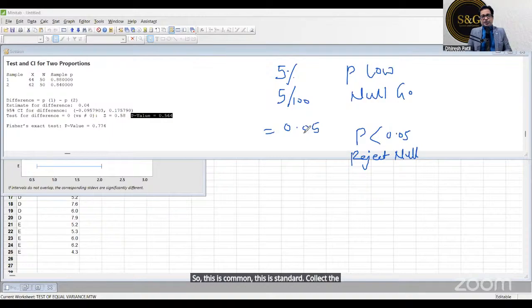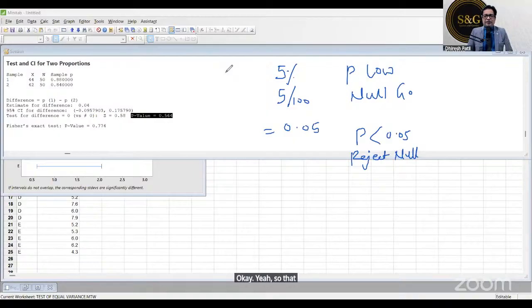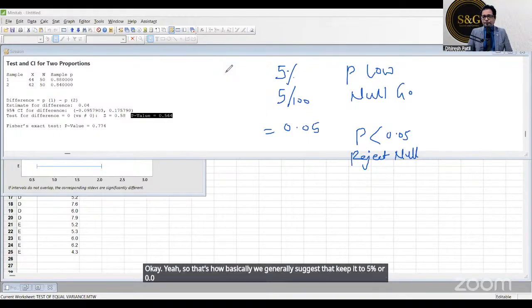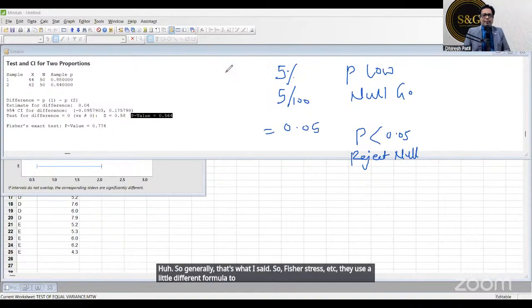Collect the data, feed that data, check the p-value. If it is less than 0.05, reject null. If it is greater than 0.05, accept null. That's it. So that's how we generally suggest keeping it to 5% or 0.05. Fisher's tests, etc. use a slightly different formula to calculate, but both say that there is no statistically significant difference. That's what we can make out of it.